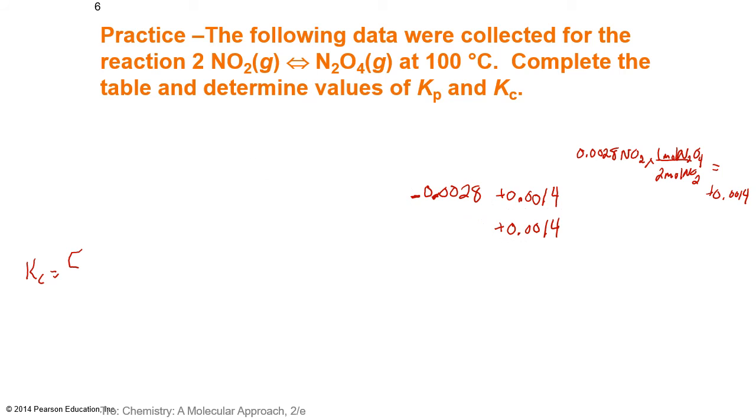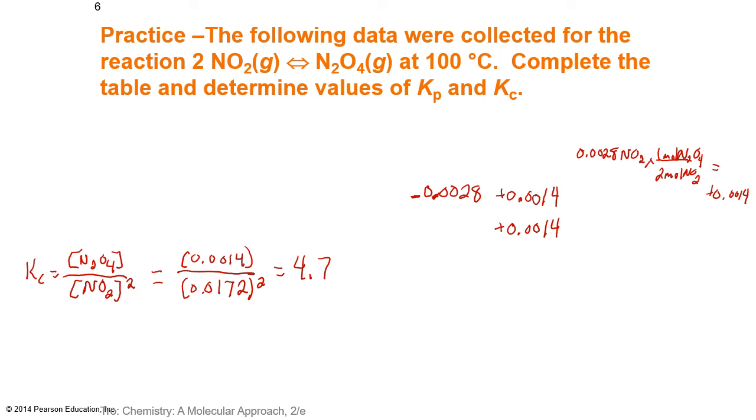To find our Kc, we need to write our equilibrium constant expression. Products divided by reactants, remembering to raise it to the power of the coefficient in the chemical reaction. Now we can plug in our concentrations that we found in the table to find our Kc. Sorry about that, this isn't the change, this is the equilibrium concentration squared. We end up with a value of 4.7.